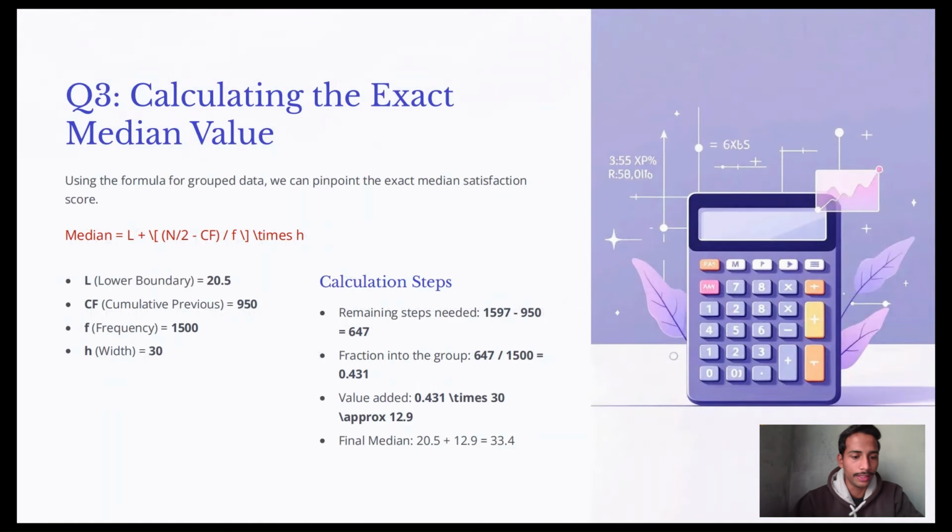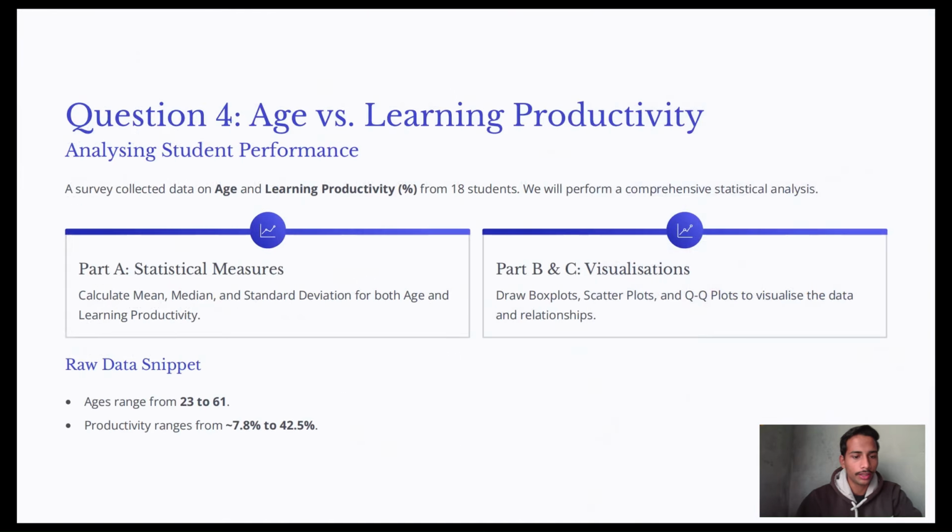Calculating the exact median. Now, to get the exact number, we use the interpolation formula for group data. We applied the lower boundary of 20.5 and a class width of 30 based on the cumulative frequency calculation. We added approximately 12.9 to the base. This gave us a final calculated median satisfaction score of 33.4. Moving on to the next question.